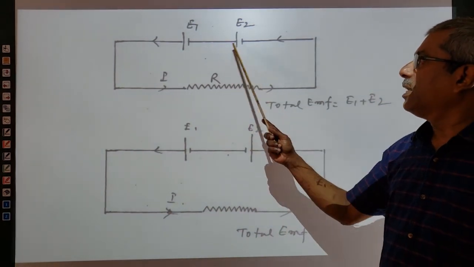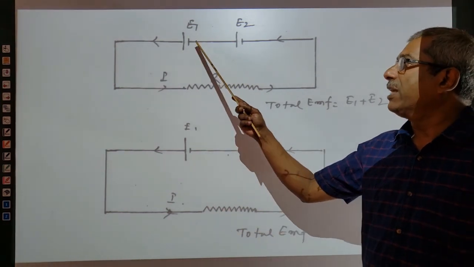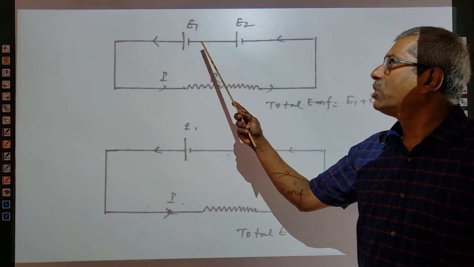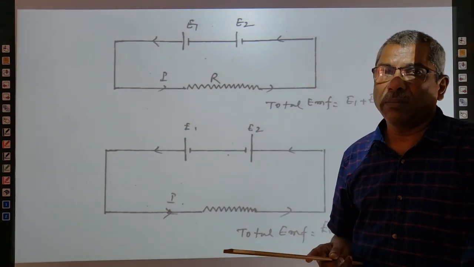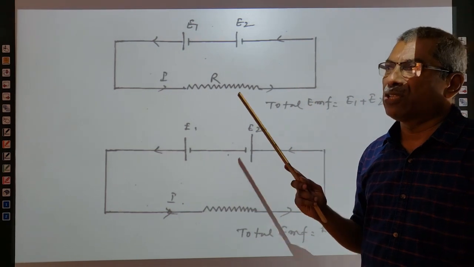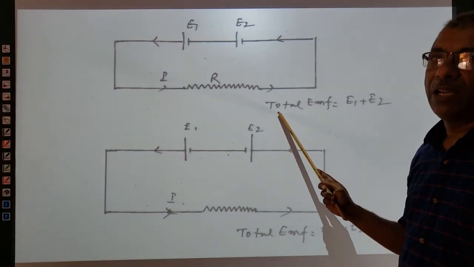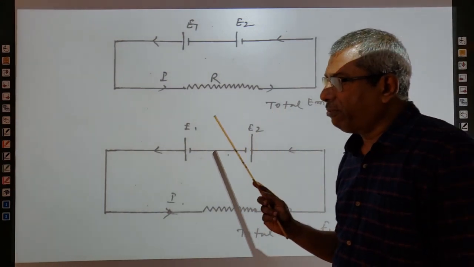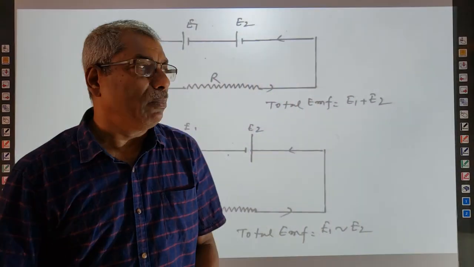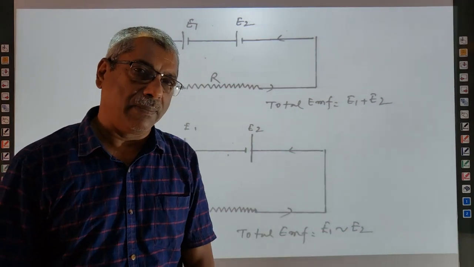When the cells are connected in supporting way, this is done like this. That means negative of one cell is connected to positive of the other. Again, negative of the second cell is connected to the positive of the third cell, and so on. In this case, we can say that the total EMF of the combination is equal to E1 plus E2 plus E3, etc.